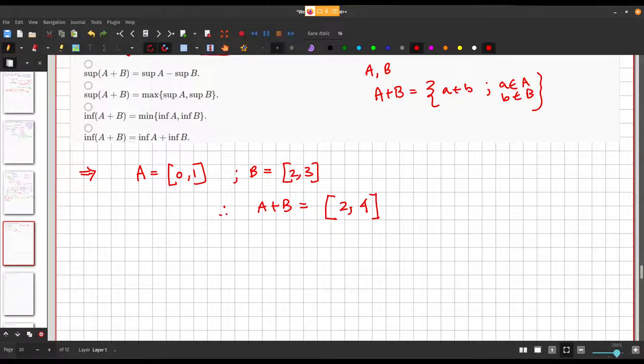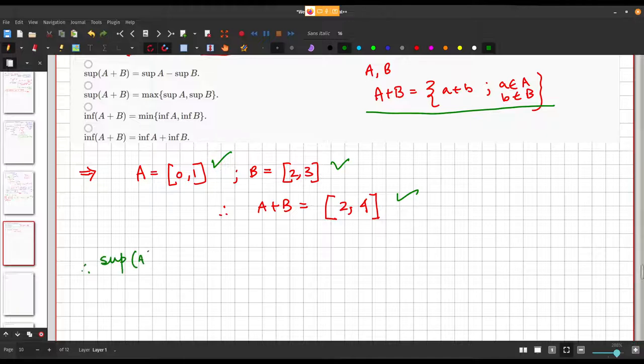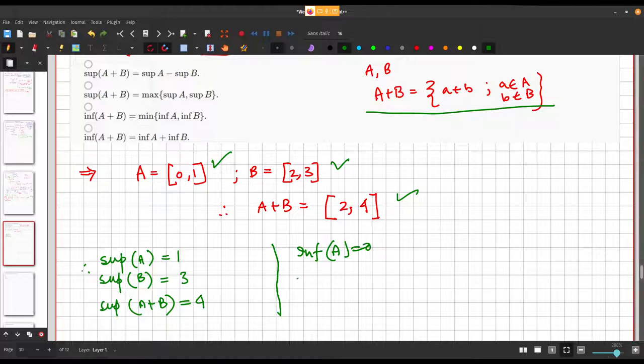So we will take this example where A is defined like this, B is defined like this, and following this definition, A plus B is defined like this. Now let us quickly see what is the supremum of A. It is 1. Supremum of B is 3. Supremum of A plus B is 4. Similarly, infimum of A is 0. Infimum of B is 2. And infimum of A plus B is again true.